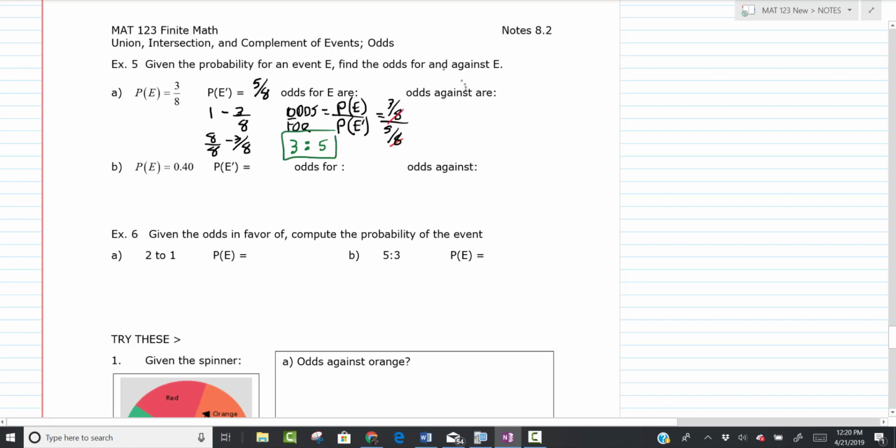Now, the odds against would be 5 to 3. So once you know one, you can automatically just flip it backwards. But the way this one would work is the odds against would be the probability of E not happening over the probability of it happening. So now it would be 5/8 over 3/8. So it would be 5 to 3 odds. Okay, like that. All right, the next one is going to go like this.